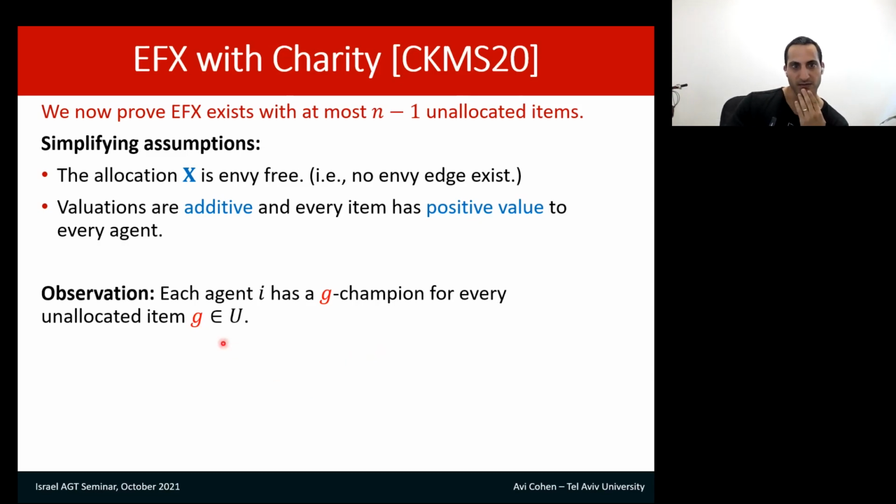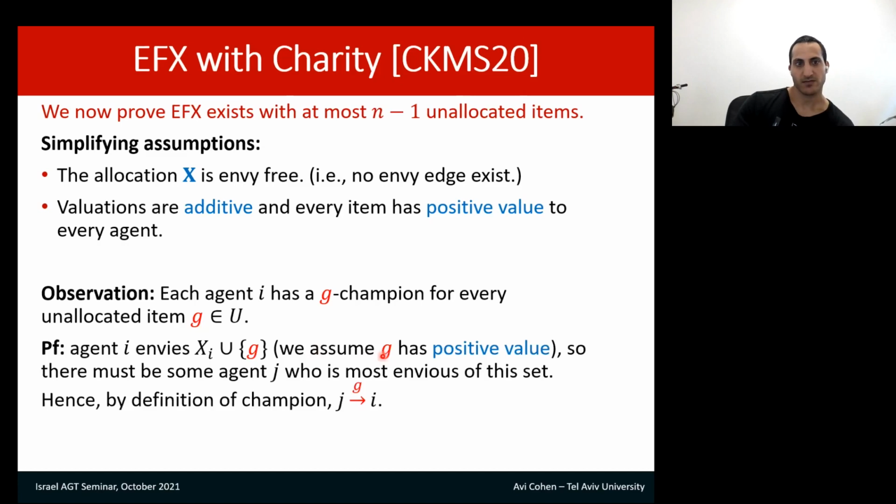Okay, so given that, we have this observation. Each agent i has a g champion for every unallocated item g. Why is that? Since g is non-zero value, agent i prefers X_i ∪ g to X_i, and agent i envies this set. So since there is some agent that envies this set, there must be a most envious agent of this set. It could be i, wherein i champions i, a self-champion, but there has to be some agent j that's most envious of this set.